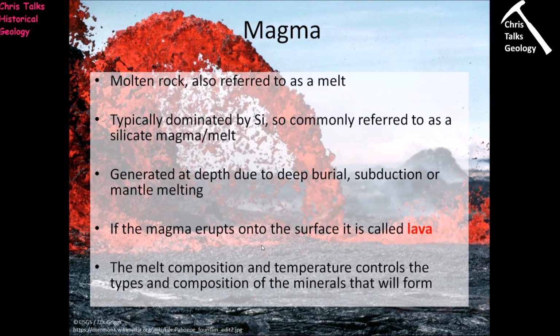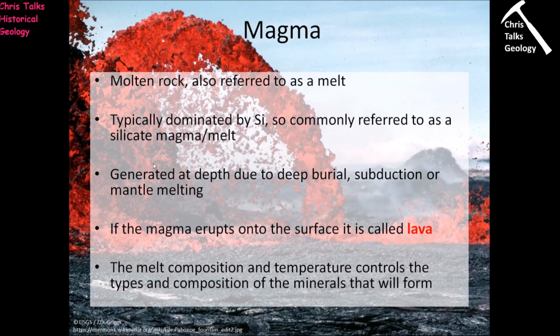Okay, so let's think about magma. Magma is essentially molten rock. In order to make magma, you have to melt a rock. Now magma is also referred to as melt. So every once in a while, if I accidentally say the term melt instead of magma, you know what I mean. Now most magmas are dominated by silicon because most of the major rocks in Earth are dominated by silicate minerals. So when you melt those rocks, you are going to get a silicon dominated magma. So it's called a silicate magma.